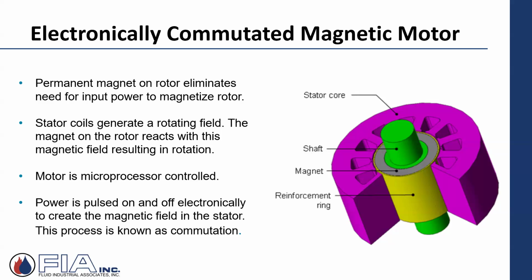The motor is microprocessor controlled, so there's a drive on board the pump that will control the operation. And then the power is pulsed on and off electronically to create that magnetic field in the stator. And the process is known as commutation. So, electronically commutated magnetic motor.